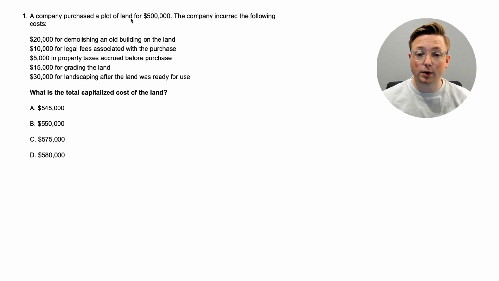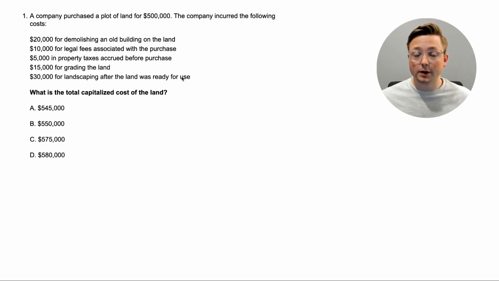A company purchased a plot of land for $500,000. The company incurred the following costs: $20,000 for demolishing an old building on the land, $10,000 for legal fees associated with the purchase, $5,000 in property taxes accrued before purchase, $15,000 for grading the land, and $30,000 for landscaping after the land was ready for use.